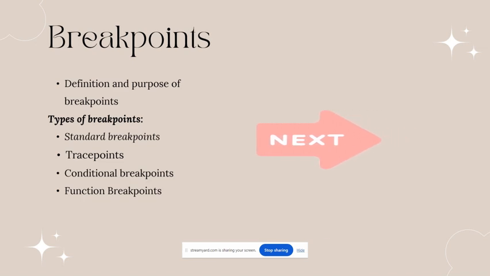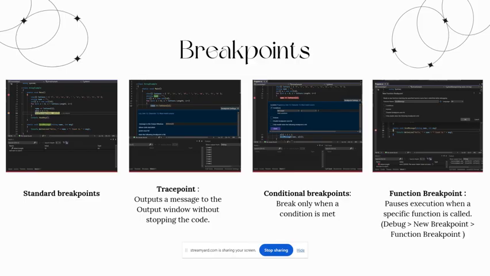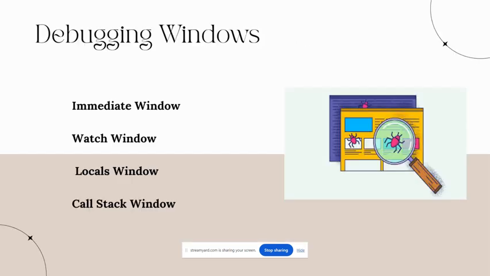Breakpoints are essential tools in debugging. They allow you to pause the execution of your code at specific points to examine the current state. There are different types of breakpoints, including standard breakpoints, trace points, conditional breakpoints, and function breakpoints. And here are images showcasing the different types of breakpoints in action. As you can see, each type provides a different way to control and monitor the flow of our program during debugging.